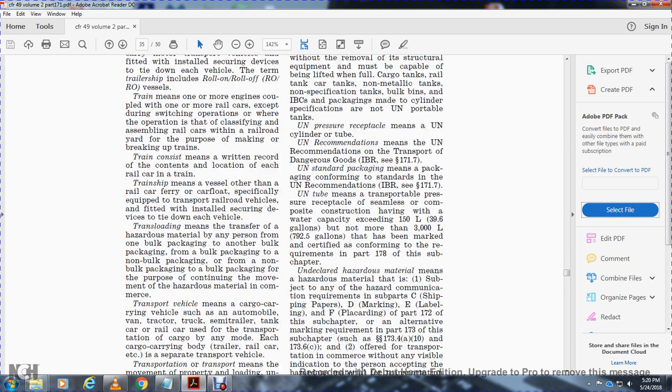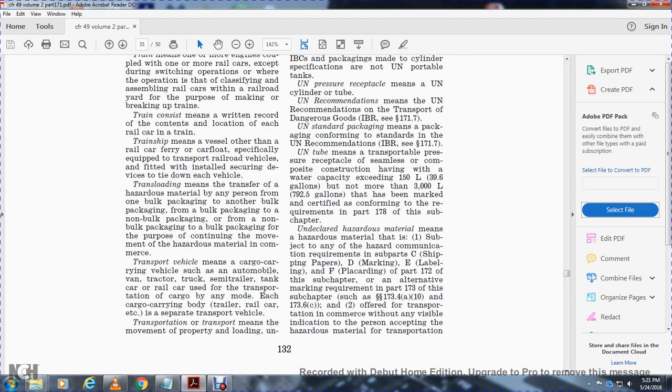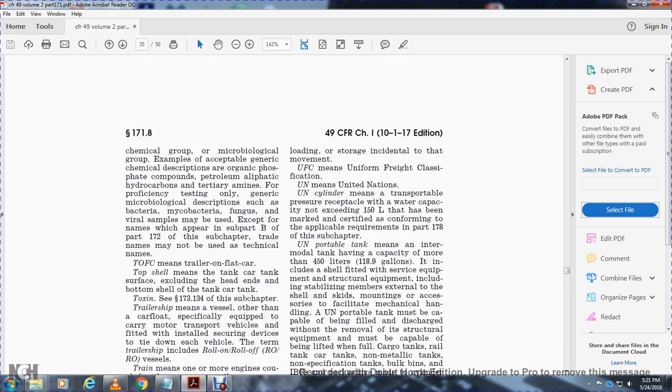Transport vehicle means a cargo-carrying vehicle such as an automobile, van, tractor, trailer, truck, semi-trailer, tank car, or rail car used for the transportation of cargo. Each cargo-carrying body, such as a trailer or rail car, is a separate transport vehicle. Transportation means the movement of property and loading, unloading, and storage incidental to the movement. UFC means the Uniform Freight Classification.